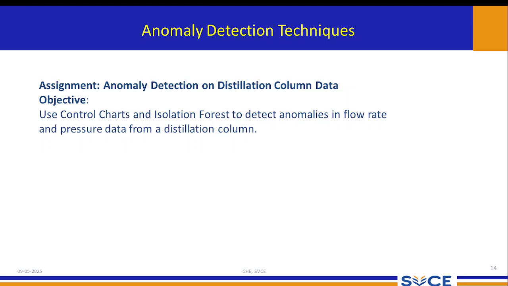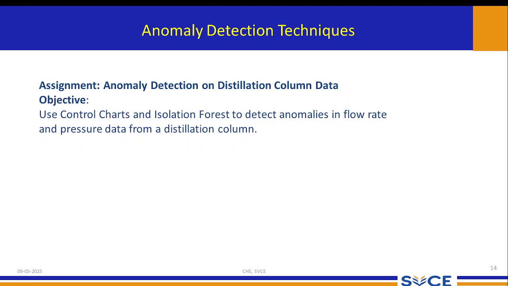So, anomaly detection techniques. We are going to see one assignment on anomaly detection on distillation column data, and I am going to explain the MATLAB code. So how can this be carried out? Let's say the distillation column. Use a control chart and isolation forest to detect the anomalies in flow rate and pressure data from a distillation column.